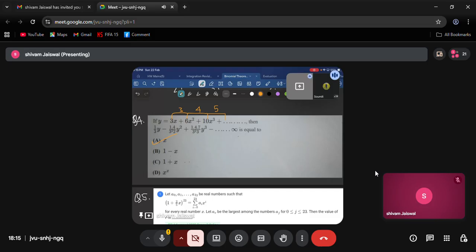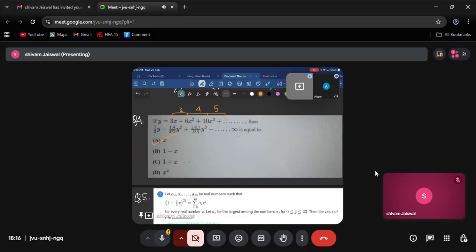Over here it is not given as x is less than 1, but since it is an infinite series, the only way it can converge is when x is less than 1. Otherwise the question is invalid. Are you getting? Otherwise the question is invalid only. If you don't consider x is less than 1, then y is infinity, isn't it? Yes, sir. The second series will also not converge. Understood?